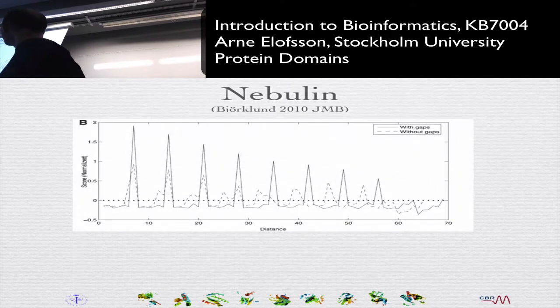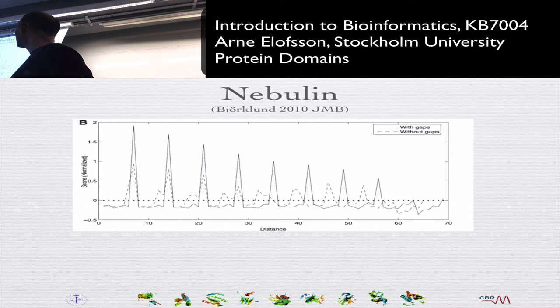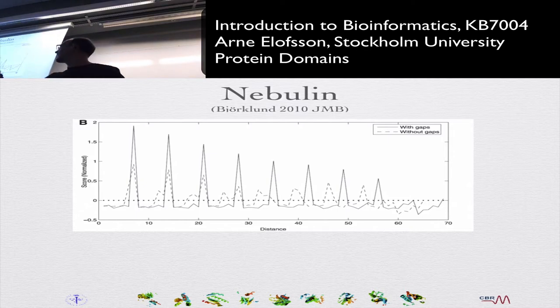So the dark lines are the ones with the gaps, basically fixed assignments. Otherwise we see it's still 7. So this is the peak, this is 7, 14, etc. It's still this peak, but it gets much weaker, it's not as clear here, and it's even been shifted. So we have alignment gaps. But otherwise we have a very, very nice pattern like that.